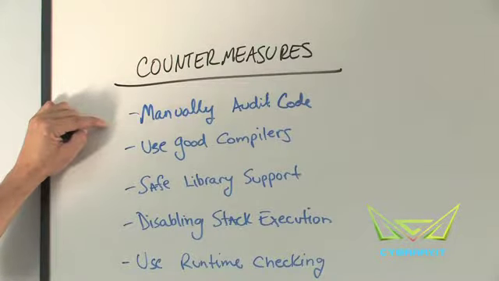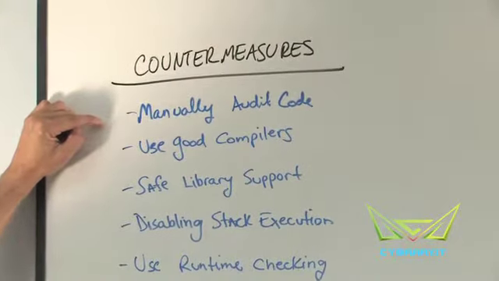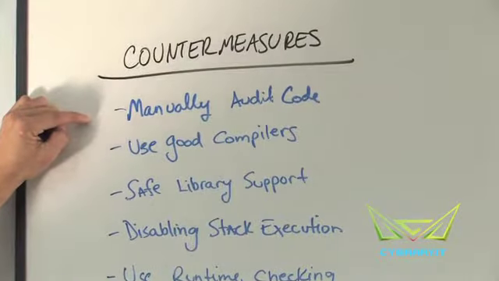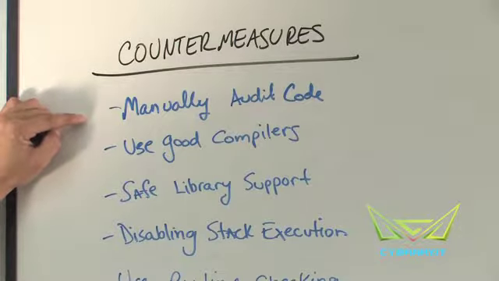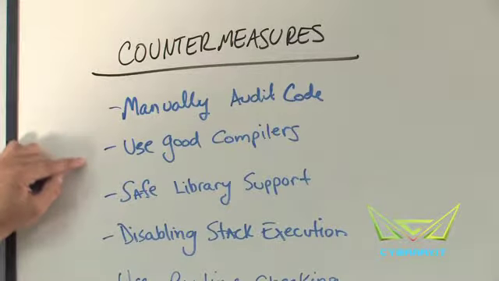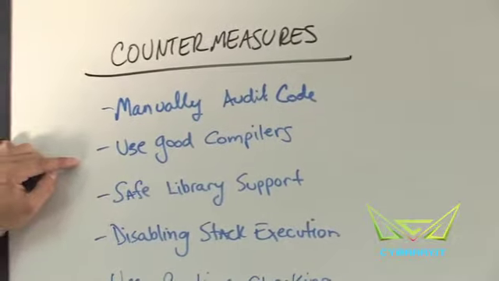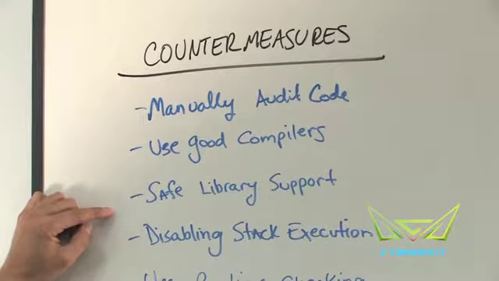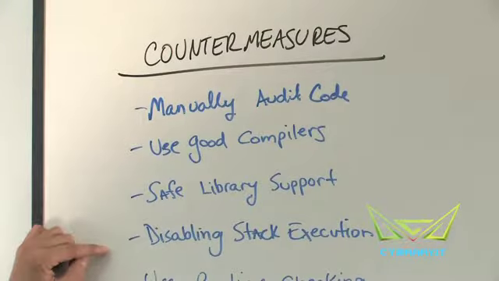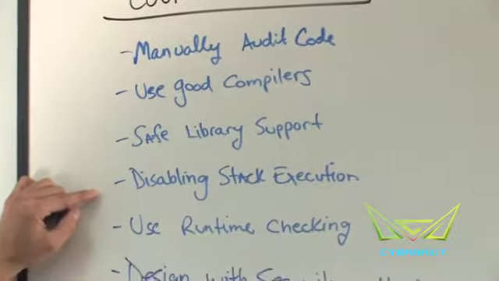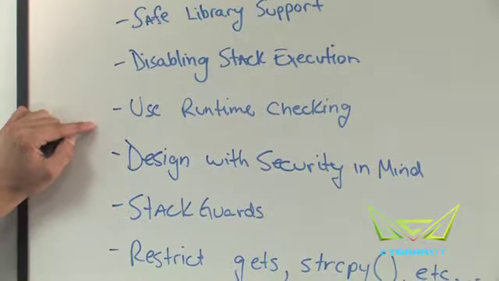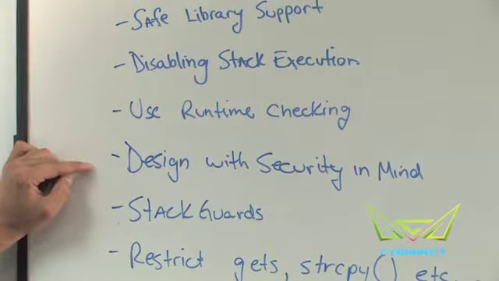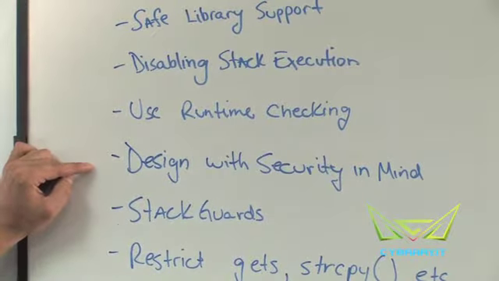You may have heard a developer say, hey, great, that works. But very rarely will you hear a developer go, hey, great, that's secure. Okay? They think in terms of functionality, not necessarily security. So when you manually audit the code, also do it for security, not just functionality. Use good compilers or safe compilers, safer library support, depending on what programming language you're using. Disable stack execution, if at all possible. Use runtime checking so that when the application runs, it gets checked. Design the application with security in mind, not just functionality.